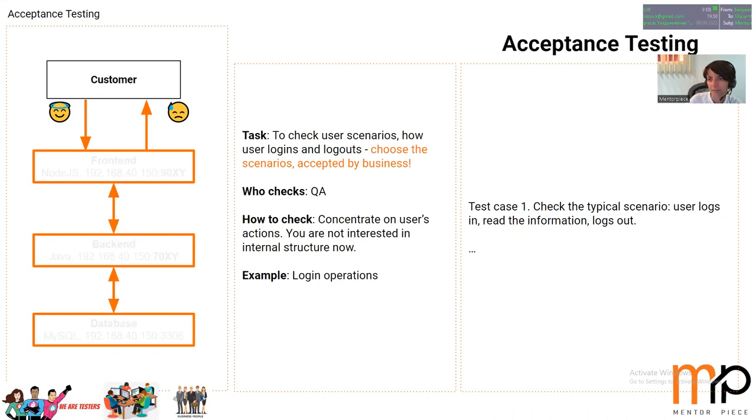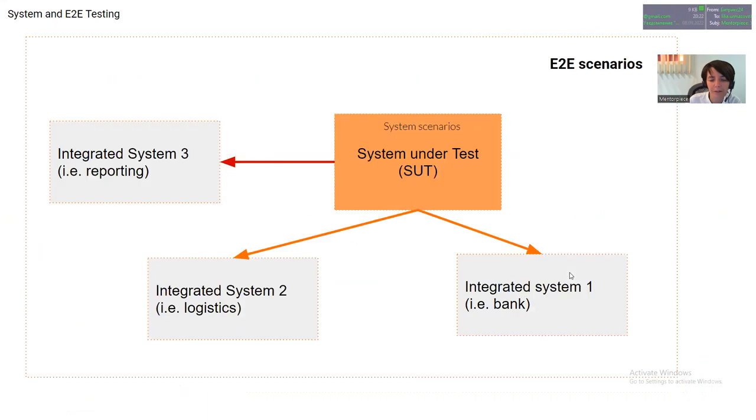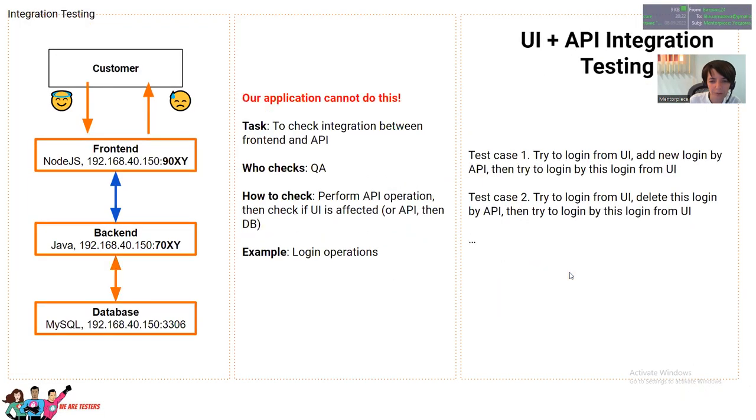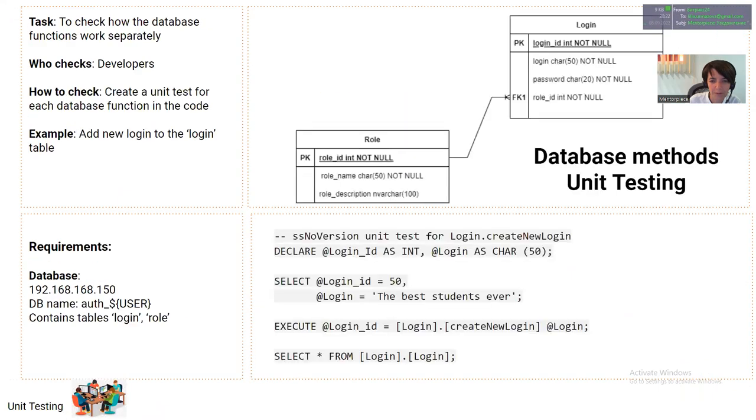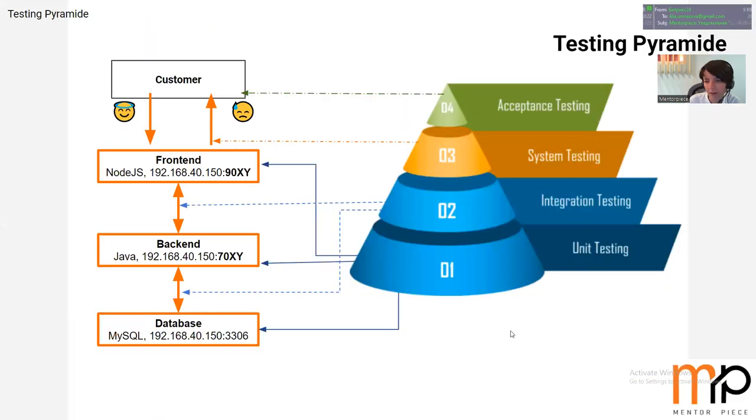Any questions about the acceptance testing? No questions. Okay. Let's step a bit back to this pyramid. Okay, let it be here. What do you think? Why do we have a pyramid? Not a cube, for example?